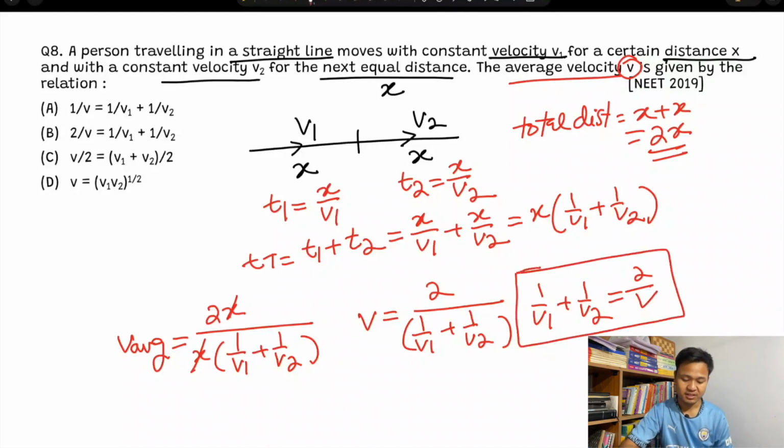So the answer is option B. 2 by v equals 1 by v1 plus 1 by v2.